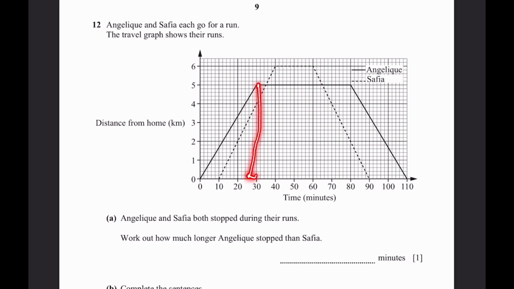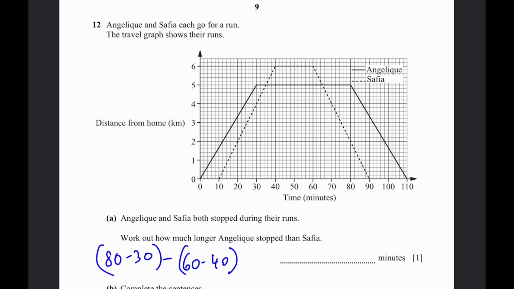So for Angelique, it goes from 30 till 80 minutes. So it'll be 80 minus 30, and the whole thing minus the time that Safia stopped. Now we need to find out how much Safia stopped. So that'll be 60 minus 40.